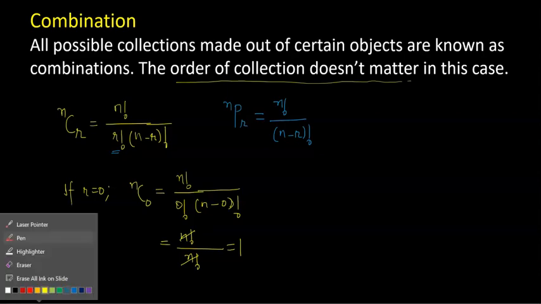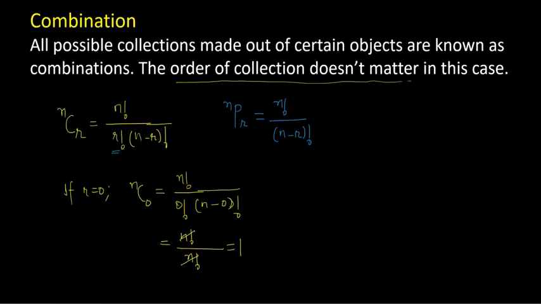While if I try to replicate the same result for permutation, then it would become NP0, and it is going to be N factorial divided by N minus 0 factorial, which again is N factorial divided by N factorial, and ultimately results in 1. So you see NC0 is equal to NP0, they give you 1.